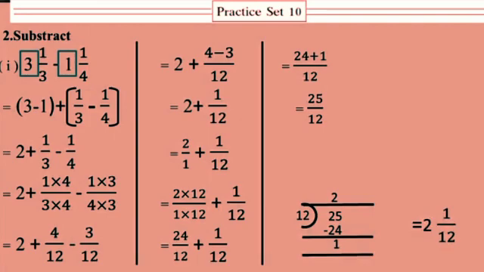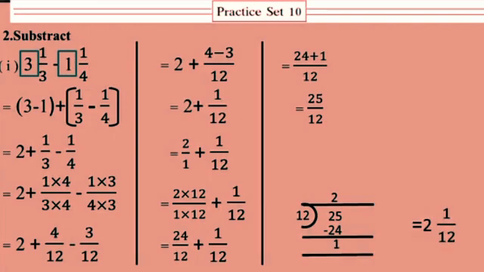Question number 2. Number 1 is 3, 1 upon 3 minus 1, 1 upon 4. So in the same way, we have to subtract 3 minus 1, which is a whole number, then plus 1 upon 3 minus 1 upon 4. Why is the plus sign given here? Because 3 plus 1 upon 3 minus 1 plus 1 upon 4. That is the equation. So we have done like that.